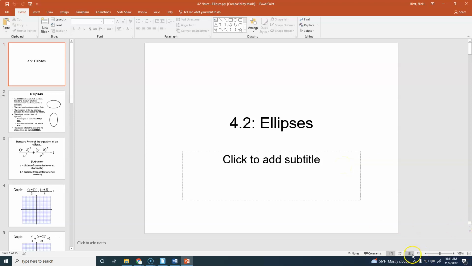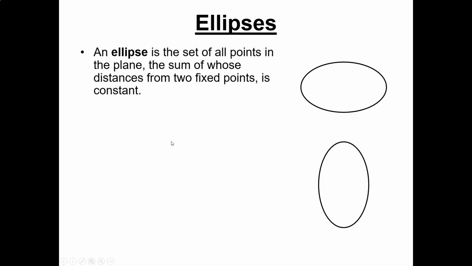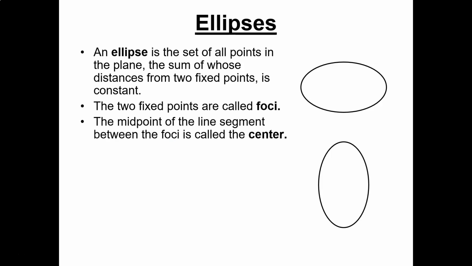Ellipses. An ellipse is the set of all points in the plane, the sum of whose distances from two fixed points is constant. These two fixed points are called the foci. The midpoint of the line segment between the foci is called the center.